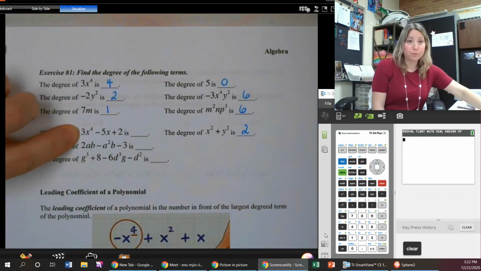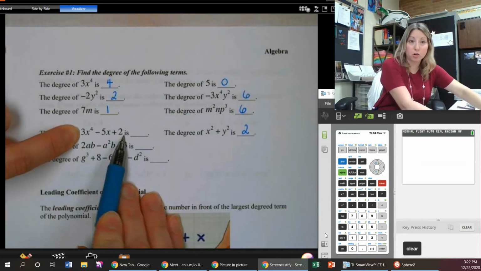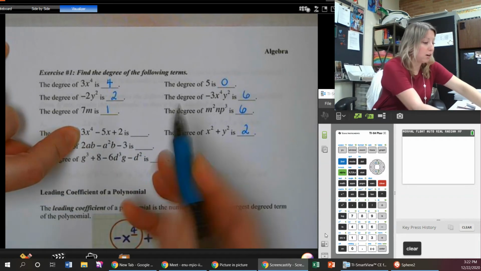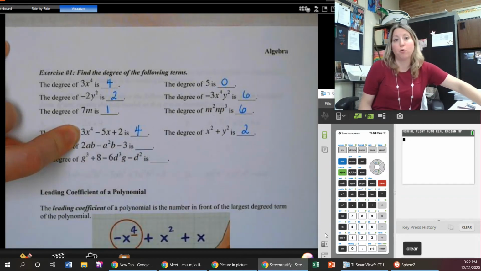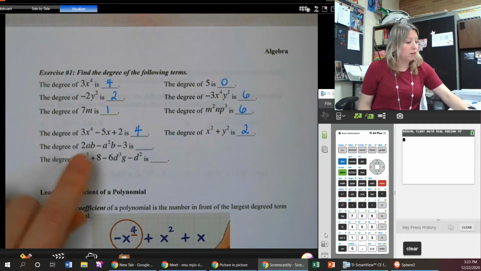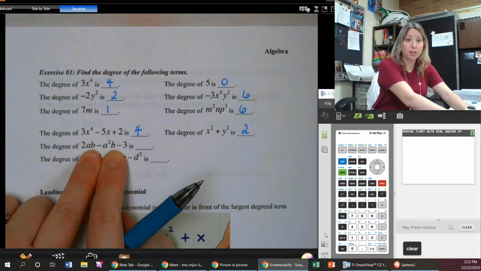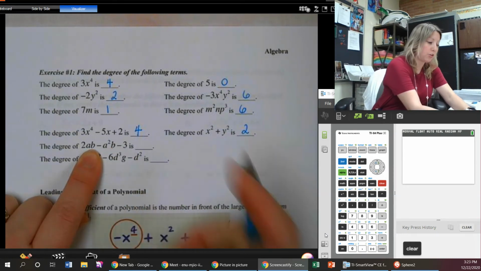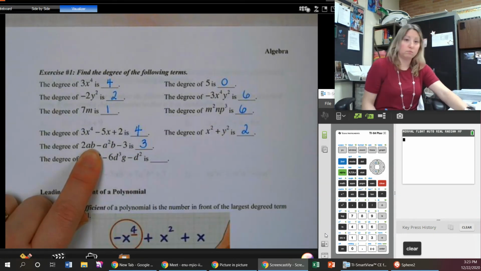Over here, this is a 4th degree polynomial because each of these are separate terms and the term with the biggest degree is 4, so the whole polynomial is a 4th degree polynomial. 2nd degree, 3rd degree, 0th degree. It's named by the biggest degree, so it's a 3rd degree polynomial.